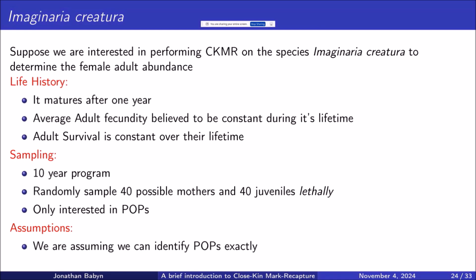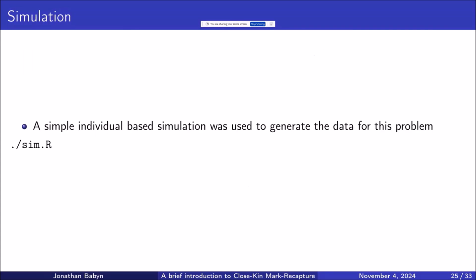So for sampling, we have a 10-year program, and we're randomly sampling 40 possible mothers and 40 possible juveniles lethally. So they're not being released back in the population. And we're only interested in this example in parent-offspring pairs, and that we can identify the parent-offspring pairs exactly, so we don't have to worry about dealing with our false positive rate in the model.